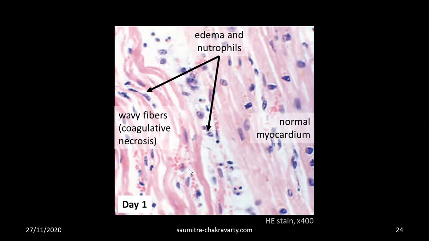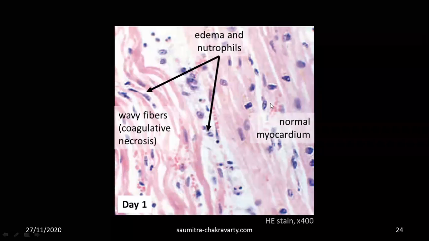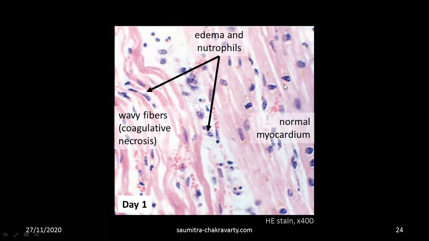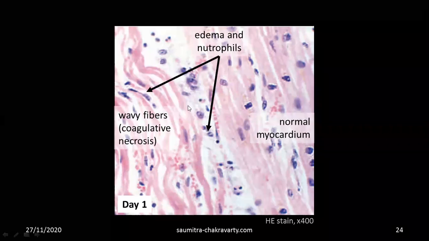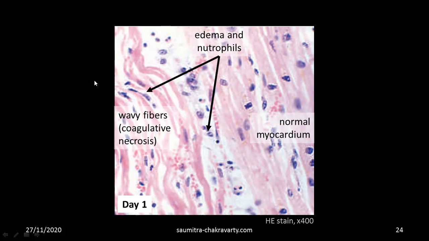Okay, and here is a normal myocardium, and you can see that the nucleus is in there, and there is a banding pattern, normal, etc. And there is edema and neutrophils within the necrosis. So necrosis has some inflammation within it. So that's what we are seeing here.